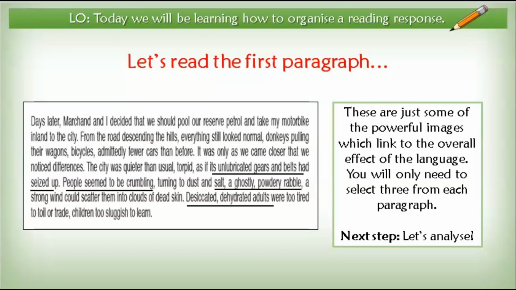These are just some of the images you may have been able to identify. We've got that image or metaphor of the unlubricated gears and the belt seizing up, the fact that people seem to be crumbling, the fact that people are referred to as a ghostly powdery rabble, and that they are also described as desiccated, dehydrated adults. Once you have identified your images, the next step is to analyze. This is where you need to grab your pen and paper and have a go at analysing the images that I have on the next slide.